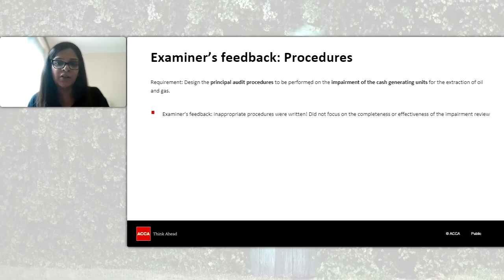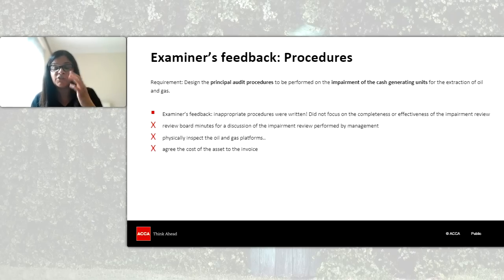The next one was on procedures, and the examining team was quite happy with this element. So you were asked to design the principal audit procedures regarding impairment. Now, they did say that the learners who did not pass these questions were the ones who did not focus on impairment. So only those who were writing inappropriate procedures were not able to get the available professional skills and technical marks.